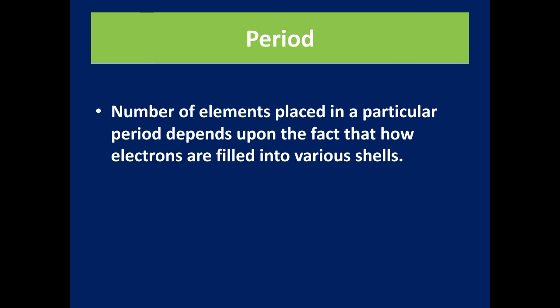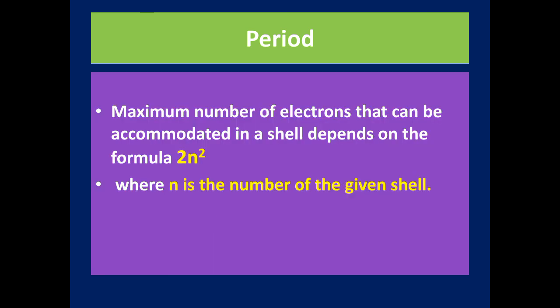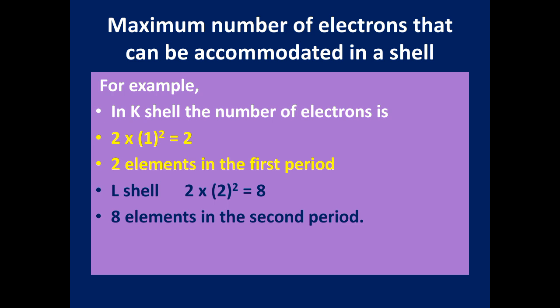The number of elements placed in a particular period depends upon how electrons are filled into various shells. The maximum number of electrons that can be accommodated in a shell depends on the formula 2n squared, where n is the number of the given shell: first shell, second shell, third shell and so on. We can find the maximum number of electrons in a shell using this formula.